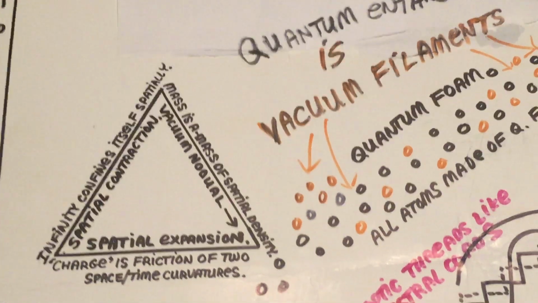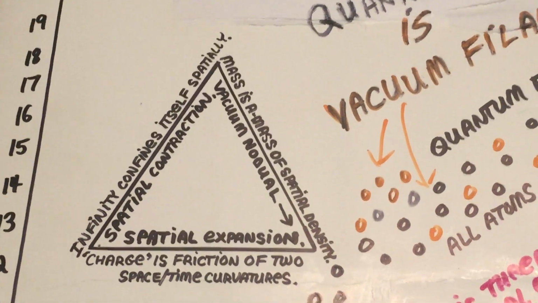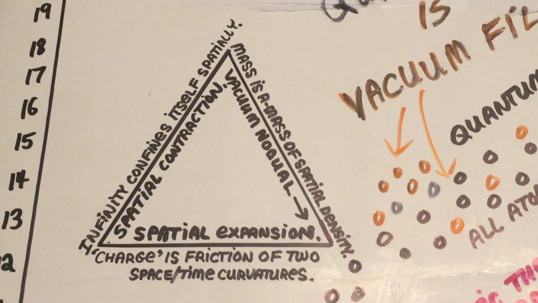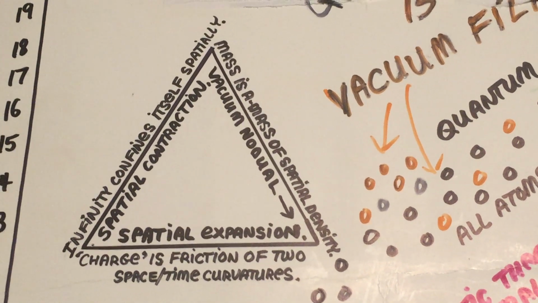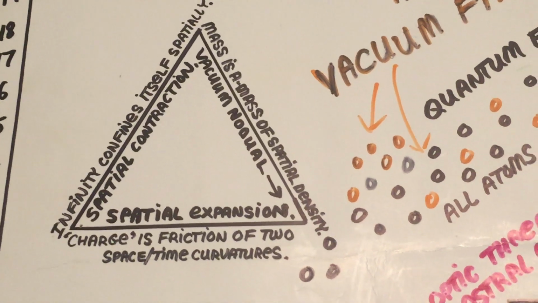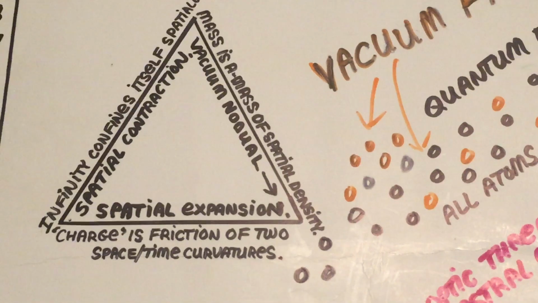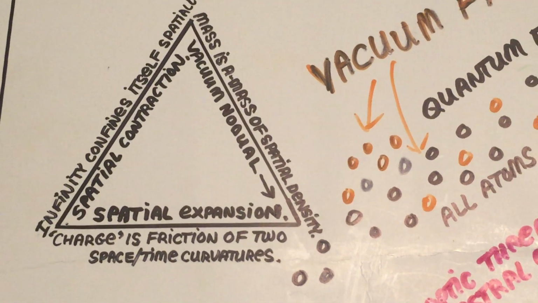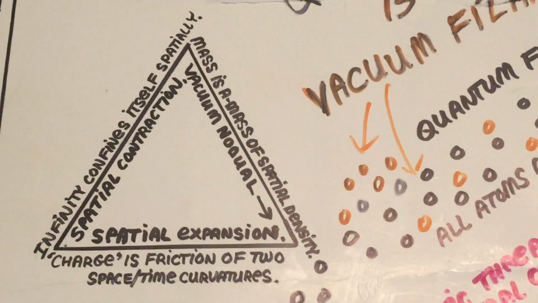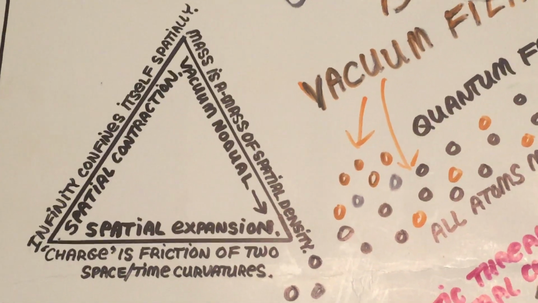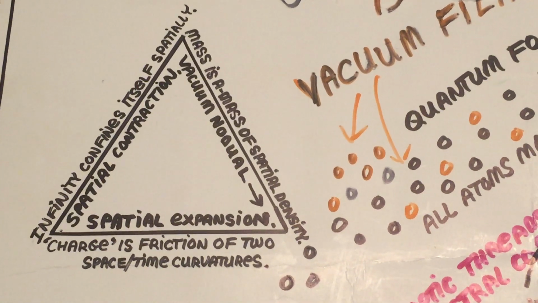Alright, so first we'll get into this triangle of formations. Infinity confines itself spatially. This is spatial contraction, it has spatial expansion, and what I call vacuum nodules. I called them that in the 1990s, and now they're known as quantum entanglement.